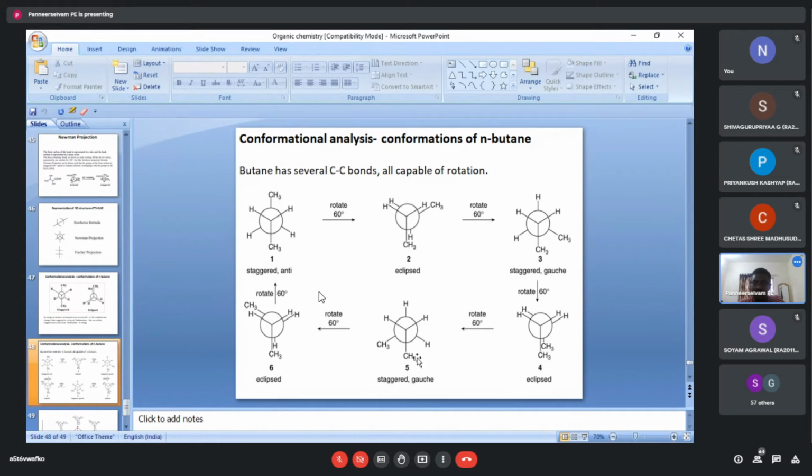Further 60 degrees, the methyl goes in this direction. Only the second carbon, the backside circle, is rotating, and the front carbon is fixed. This is also staggered. Further rotating 60 degrees, the methyl comes here with hydrogens, and we rotate in the clockwise direction. Structures 1, 3 and 5 are staggered configurations, and structures 2, 4 and 6 are eclipsed conformations. Now, very important, the energy level diagram: dihedral angle versus energy.